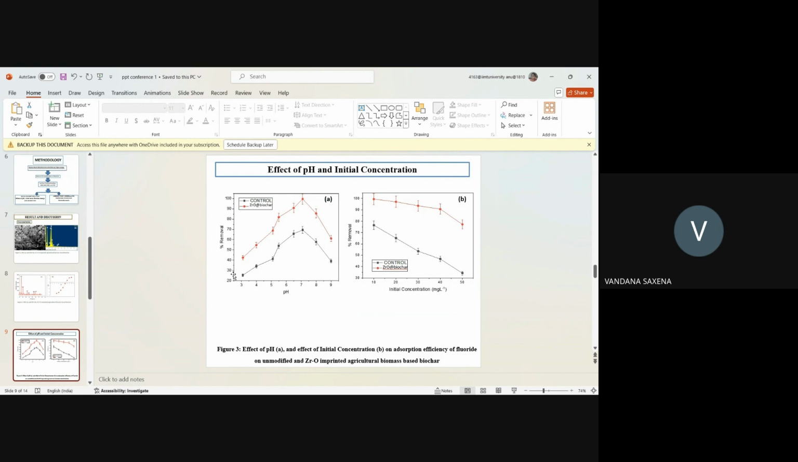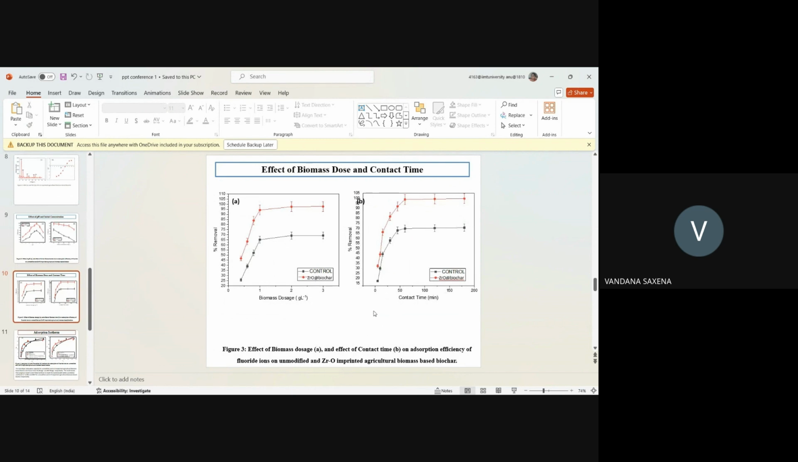When we increased the pH, we got the highest adsorption efficiency at around neutral pH, and on increasing the pH further, into the alkaline range, we found a decrease in adsorption efficiency. It might be due to the high concentration of hydroxyl ions that compete with the fluoride ions for adsorption. Similarly, on increasing the initial concentration of adsorbate, the adsorption efficiency decreases.